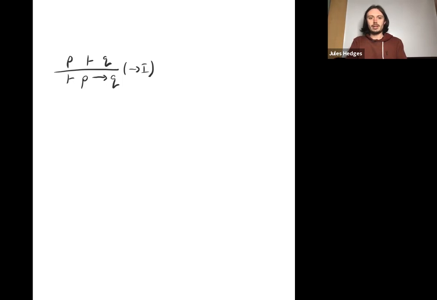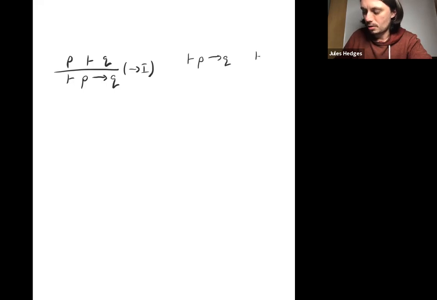Okay, the next rule is implies elimination. So the question is, if you already know that P implies Q, what can you do with that knowledge? Well, if you know that P implies Q, and you also know that P, then you can deduce that Q. So the implies elimination rule looks like this. If you know P implies Q, and you know P, then you know Q.